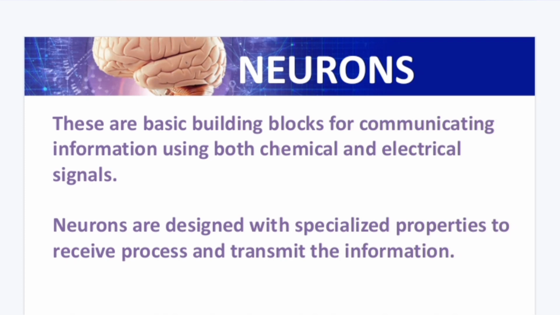So these are the building blocks for communicating all the information that can be received through chemical as well as electrical signals. And they can also transmit these kinds of signals. And these neurons are designed with specialized properties because due to their peculiar structure, they can transmit and receive the signals from other neurons, other effector cells, etc.